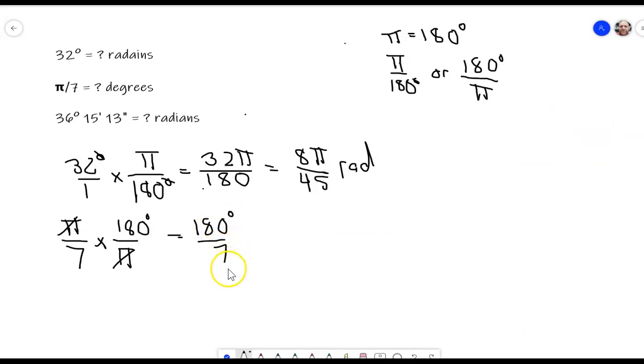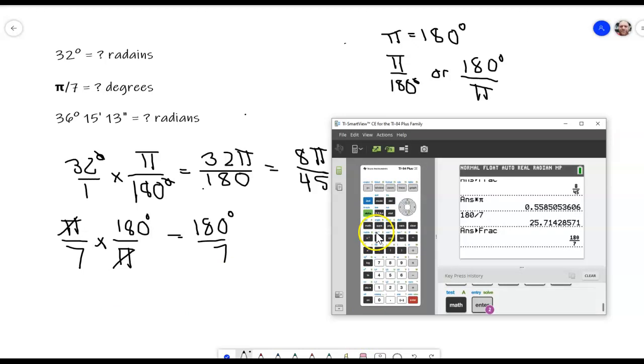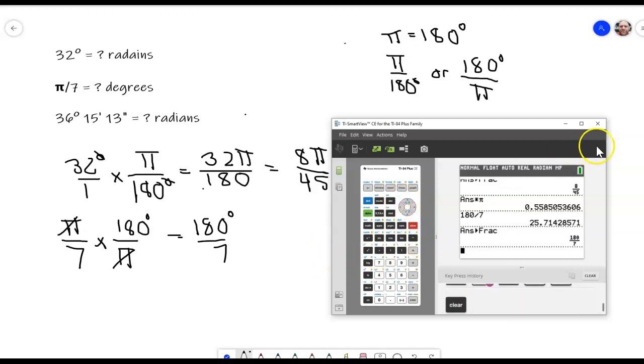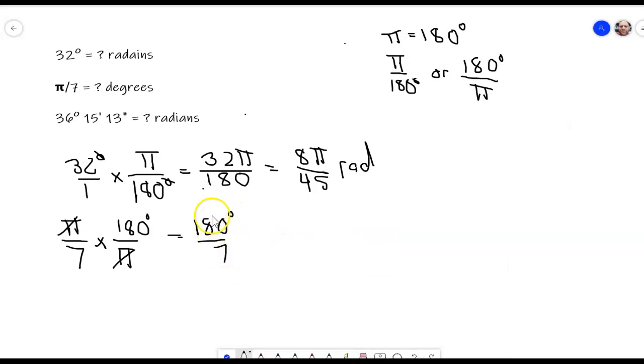180 divided by 7. Or you could divide that in and leave that as a mixed number if you wanted to. And you could probably do math and convert that to a mixed number. I forgot how you do that, but I'm sure you can figure that out. All right, but this is how my math lab is going to take that. Usually they want the answer in an improper fraction form like this.